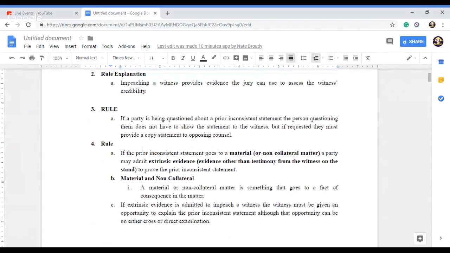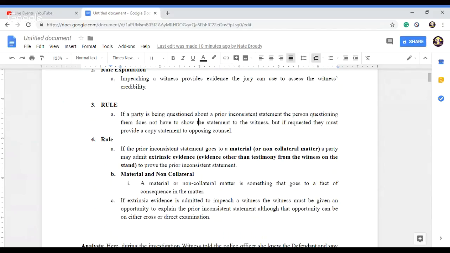Now, going down to the next piece. It says if a party is being questioned about a prior inconsistent statement, the person questioning them does not have to show the statement to the witness, but if requested, must provide a copy to opposing counsel. So this is a process rule. This is what you must do if you're going to be doing that. Again, this is separate from the rule explanation, but this is what you must do. The next part of the rule.